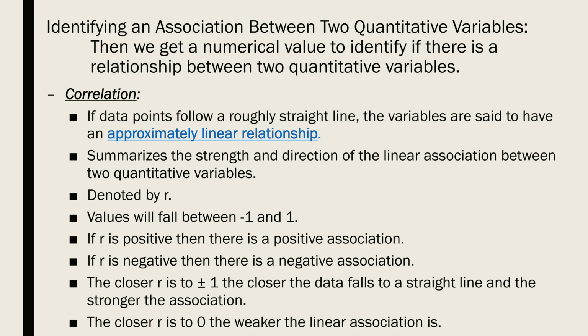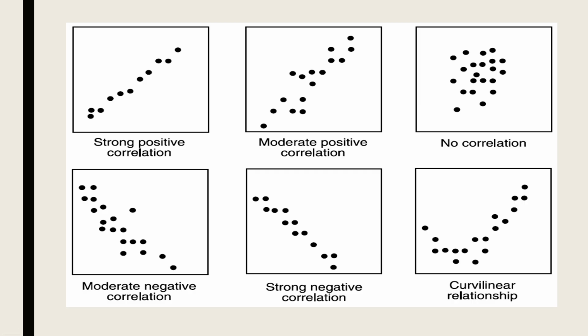If correlation is positive, then there is a positive association. If correlation is negative, then there is a negative association. The closer the correlation is to +1 or -1, the closer the data falls to a straight line and the stronger the association. The closer the correlation is to 0, the weaker the linear association is. Here is an example about strong, weak, positive or negative correlation.